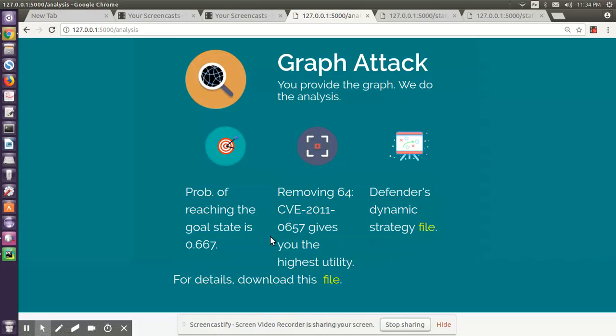In this case, if you notice, the probability of reaching the goal state still remains at 0.667 because there were essentially 2 vulnerabilities which had the same CVSS score values. But if you see here, the 52nd vulnerability, which was denoted by node 52, was already removed, and this time it's telling you that you should remove this new vulnerability. These files are again the same, so we won't go and show you these again.